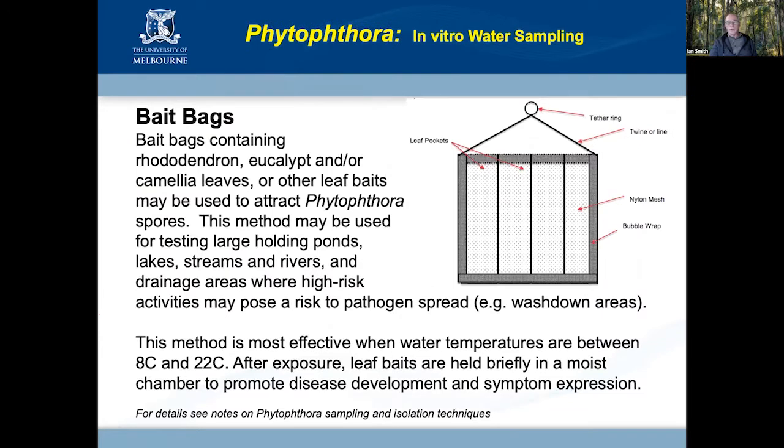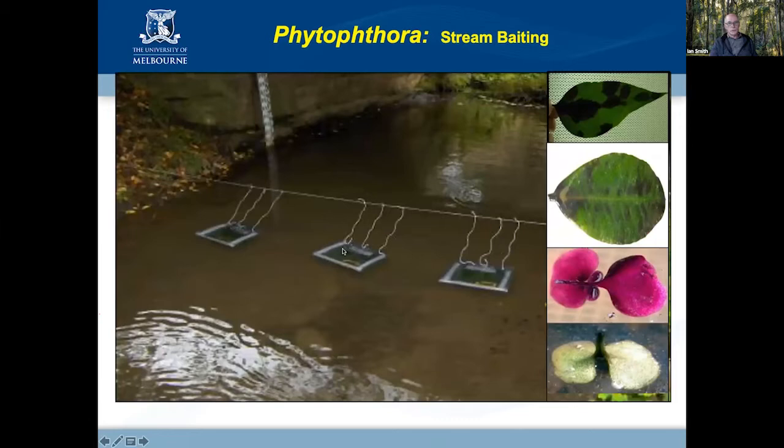Another way you can sample the water is with mesh bags. We created these mesh bags and put our baits in them, and I'll show you what they look like in a stream. You float them in a stream with either a rhododendron leaf or a eucalypt leaf in them. Rhododendron leaves are a good leaf to use as well. And if the pathogen's present, the leaves change colour or get lesions on them.